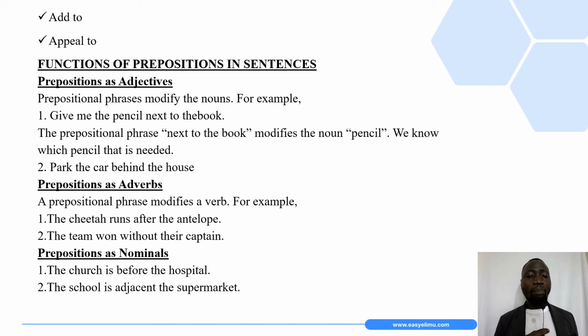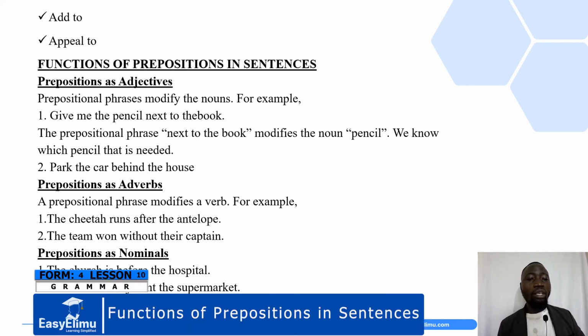So another example, park the car behind the house. Park the car behind the house. So in this case, we also have a prepositional phrase behind the house, and it is showing how a preposition can function in sentences as adjectives.